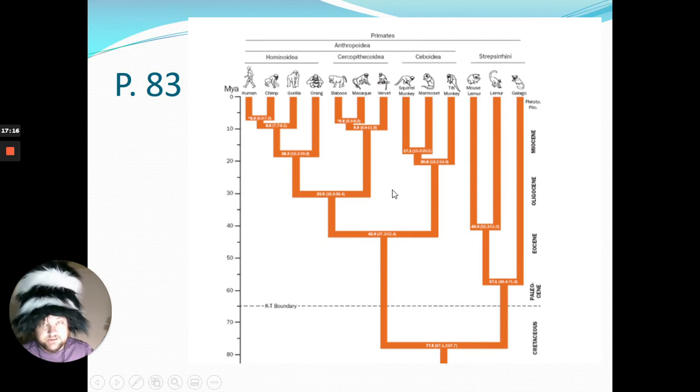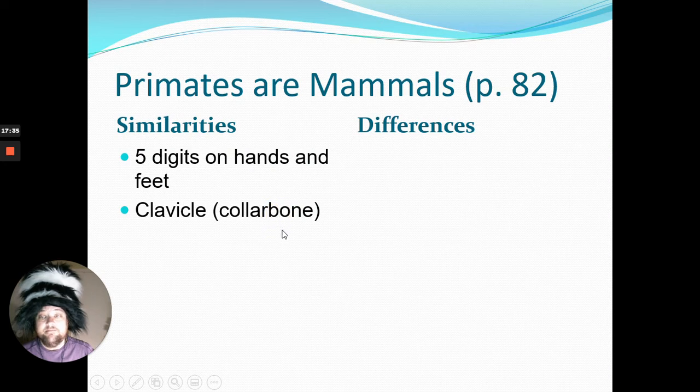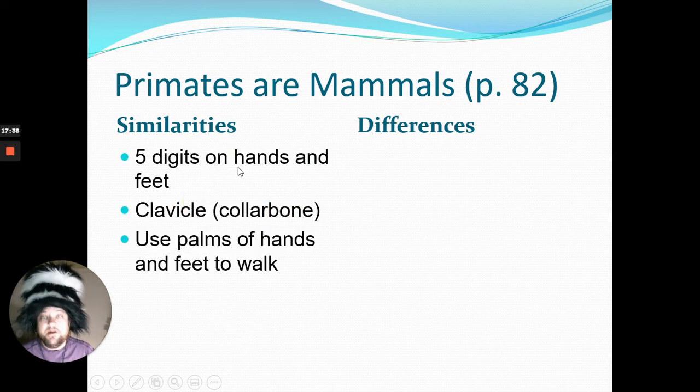Here's another, this is from page 83. So again, this one goes from bottom to top. And I put them all there to give people with different brains a chance to kind of see it from different angles. So primates are mammals, right? We're a subcategory of mammals. So what do we have in common with other mammals? These, among other things. So, things that make mammals mammals are also true of primates. So we are one kind of mammal, but not all mammals are primates.